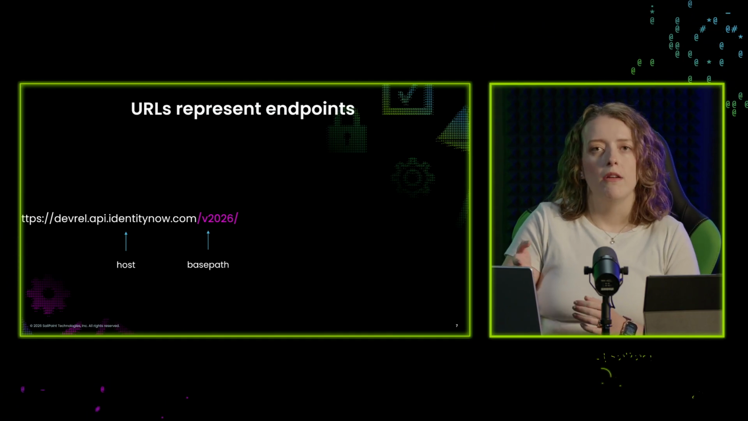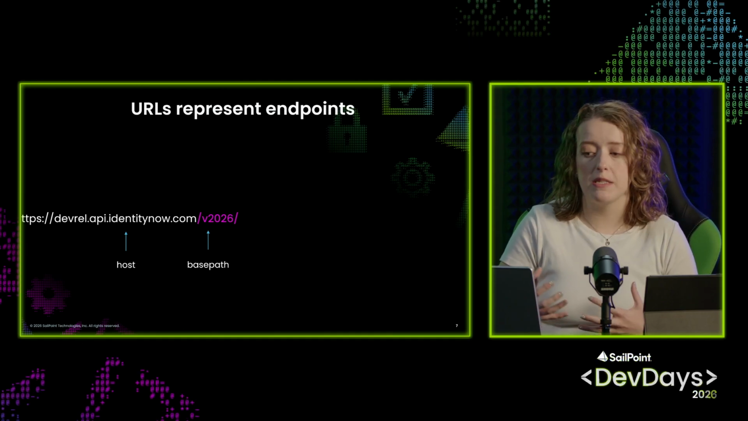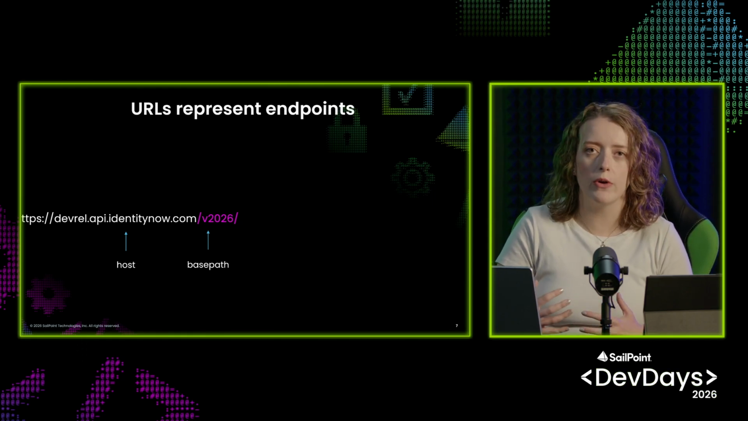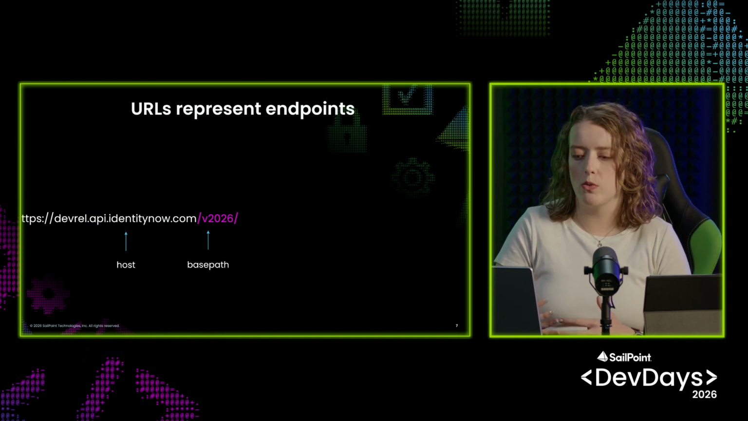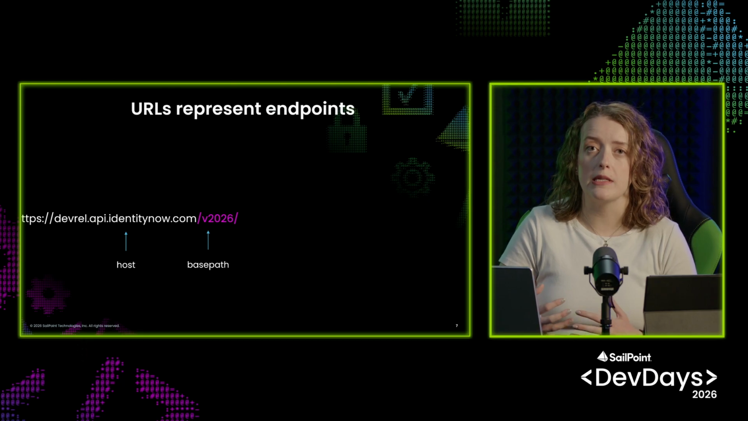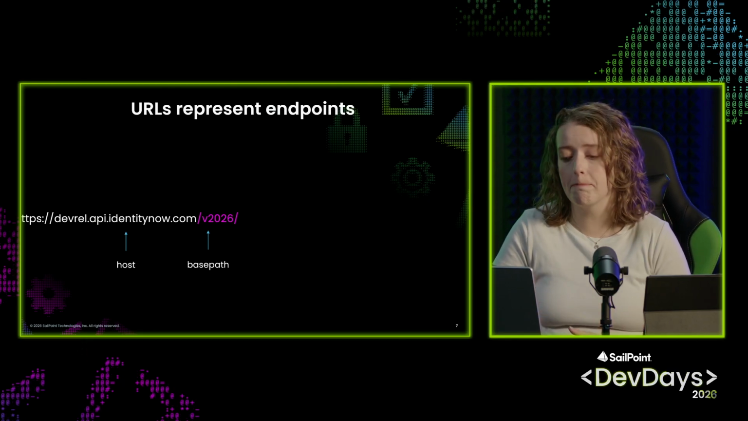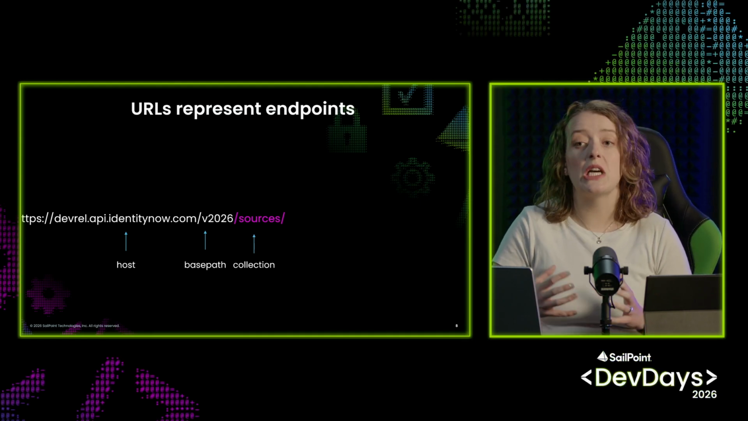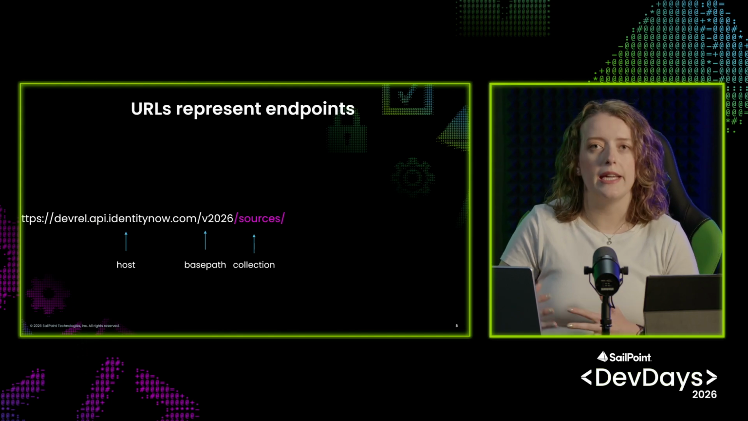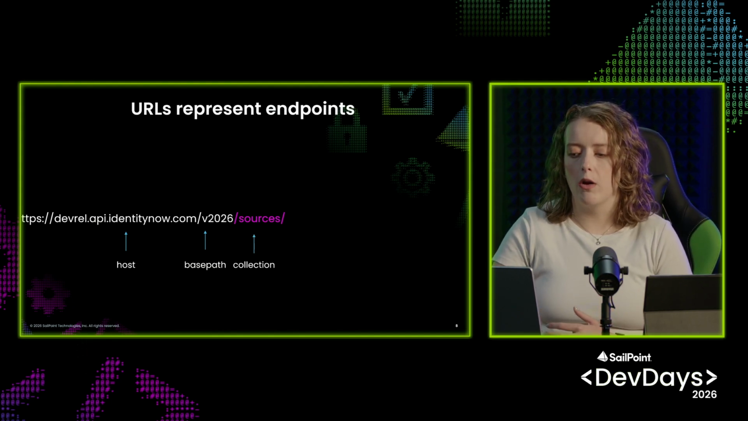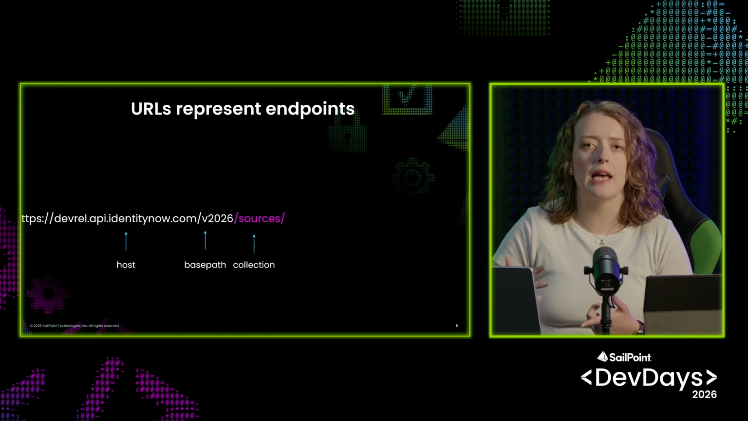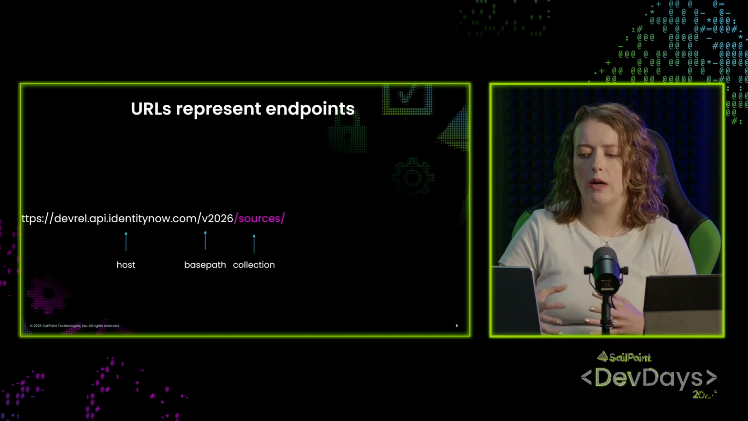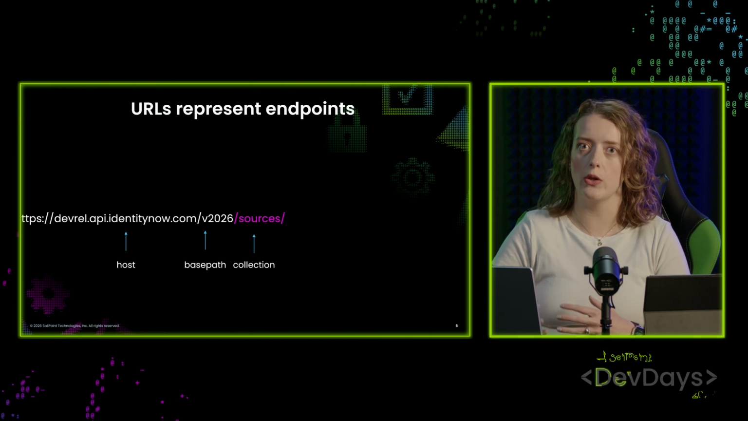Next, we're going to add v2026, and this is the base path. This tells the API which version we want. And SailPoint does have other versions of APIs, but as of this recording, 2026 is the most recent and most up-to-date. So we're going to be using that one. Then we're going to add /sources. This is the collection. Think of a collection like a database table. It's the type of thing we're working with. It's sources, it's accounts, identities, roles. Each of those is a collection. And this part of the URL tells the server what kind of thing you're actually looking for.